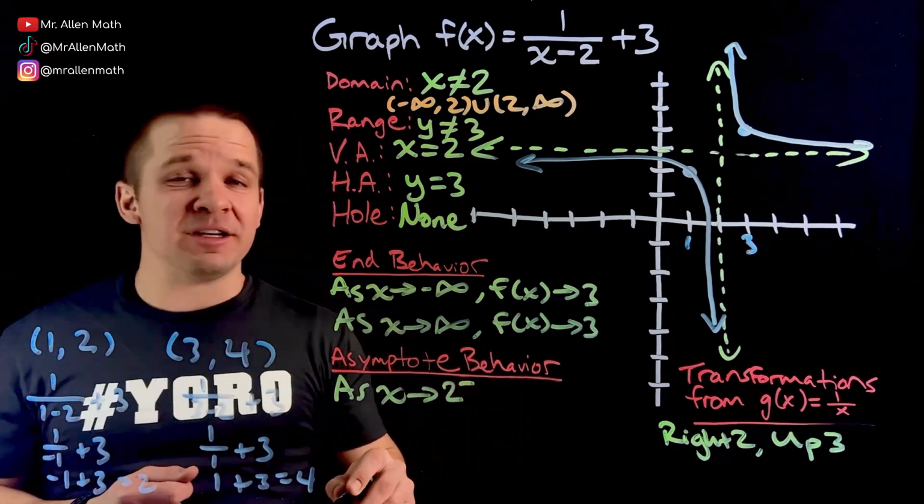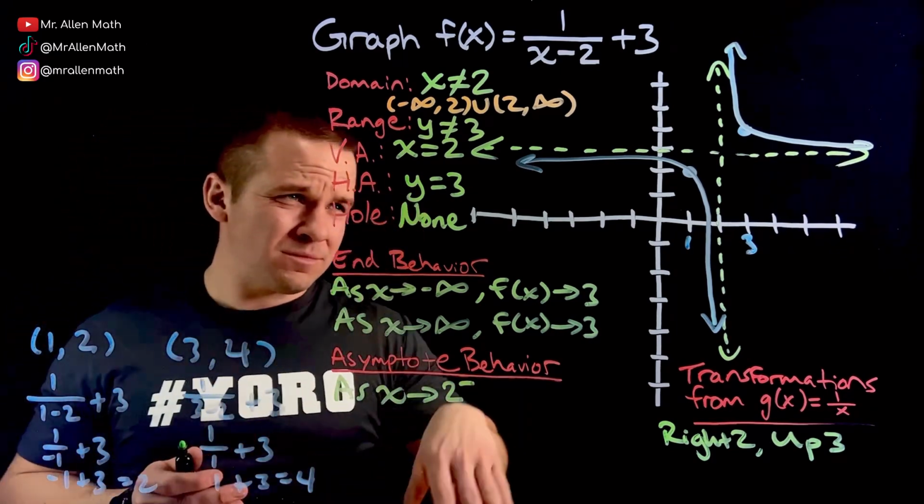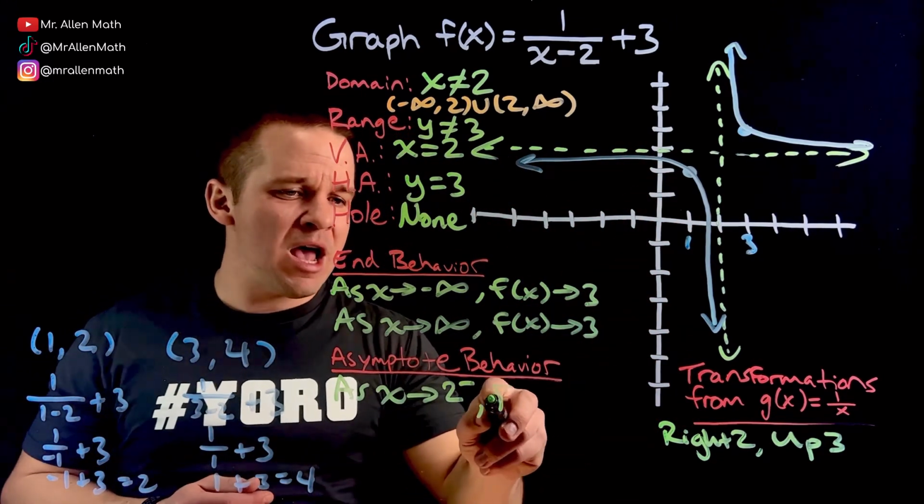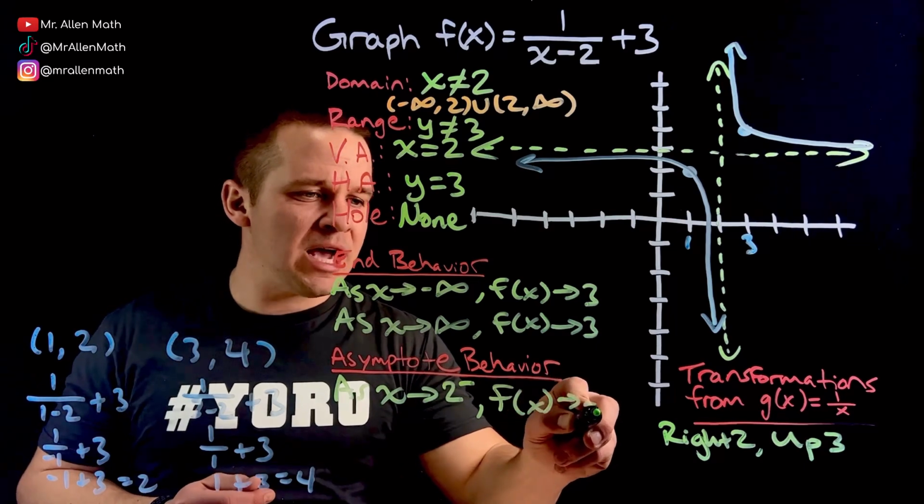From the left is a little negative up in that exponent spot. And that's saying as I come from the left side, what's it doing? It's going down, dogs. It's yelling timber. F of x is going to negative infinity.